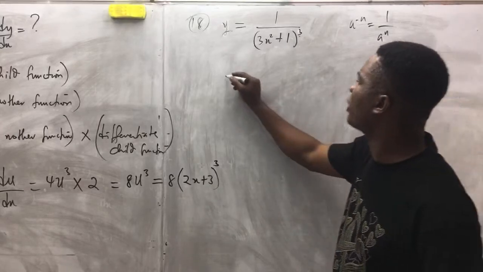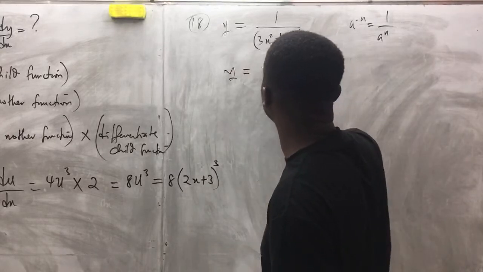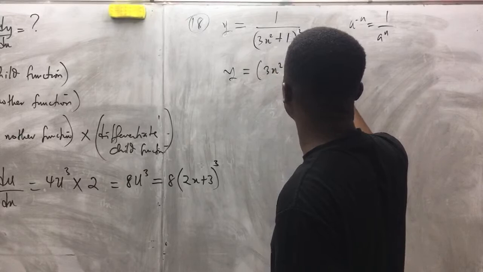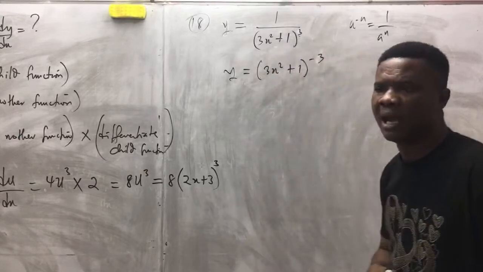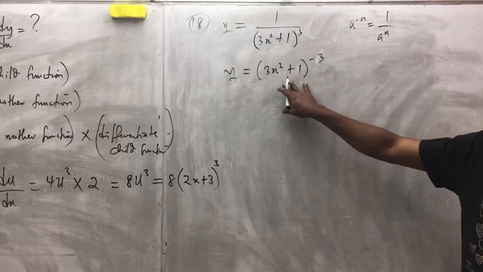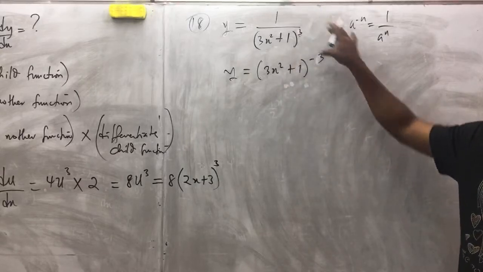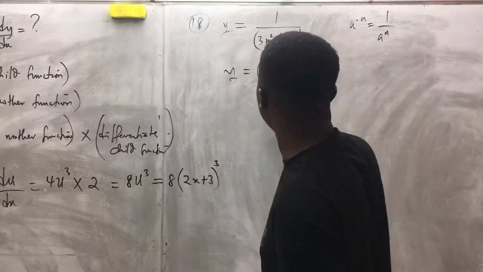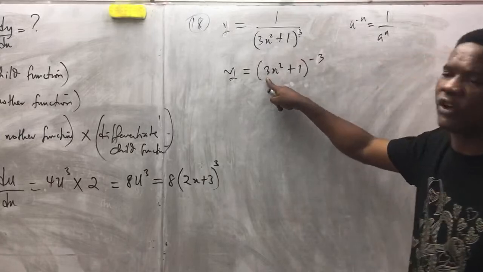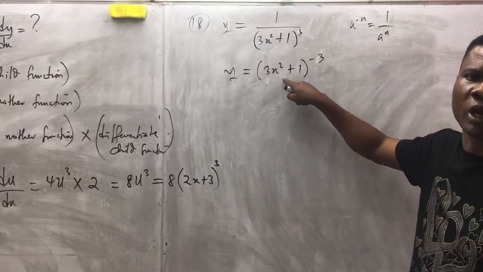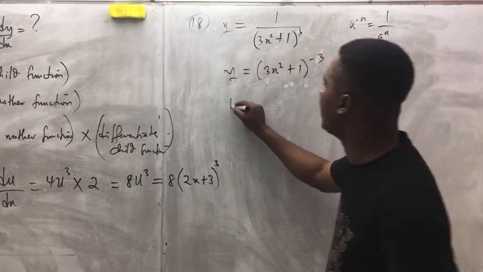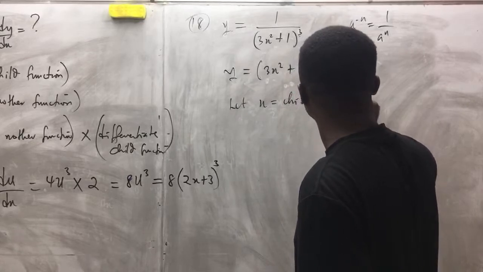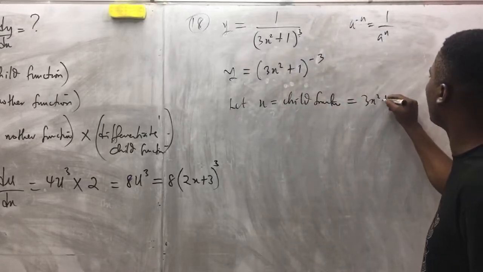So what I'm going to do here is rewrite this function using this law of indices as (3x squared plus 1) raised to power minus 3. So I'm re-expressing this function as this. Now, once I've done that, there is a child function, obviously. The child function is what is inside the bracket, 3x squared plus 1. Let u be my child function, so u will be equal to 3x squared plus 1.